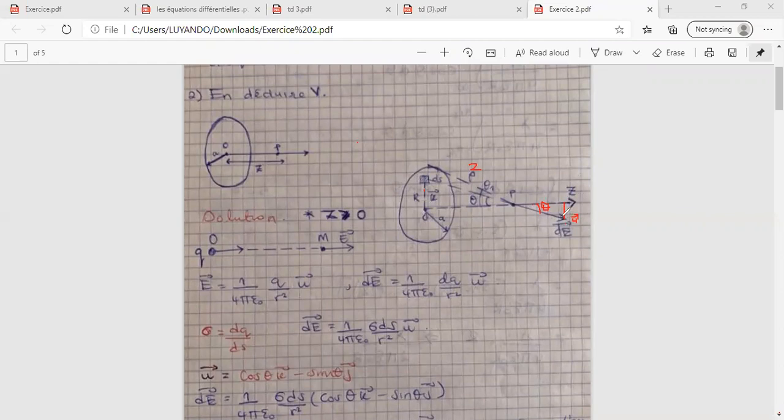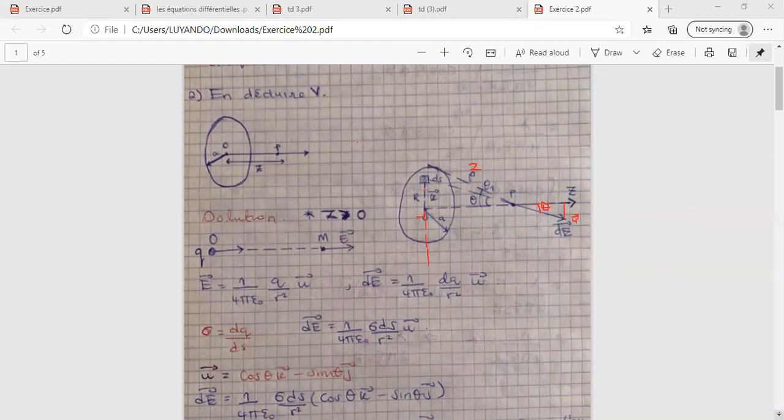So we're going to have negative sine J because it's in the negative part of what we have here. So we're going to have this and we're going to have this, which is what we have here. So we have U equals cos theta K minus sine theta J. That's where that is coming from.